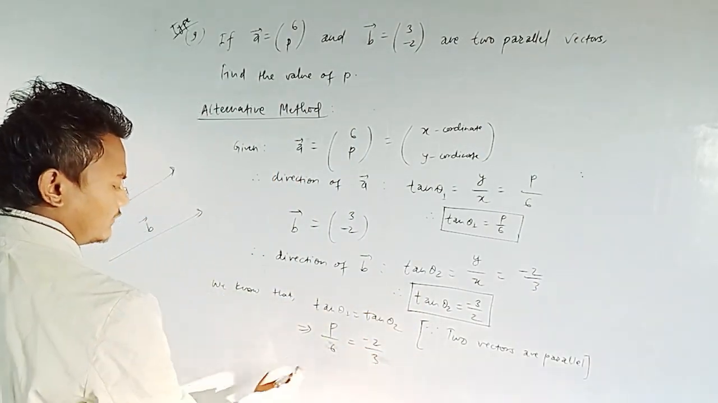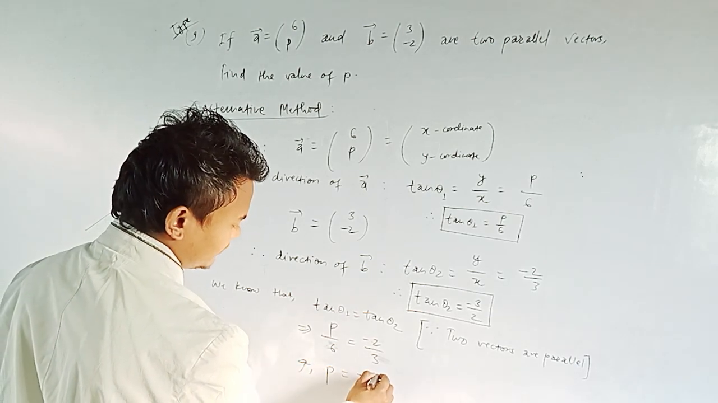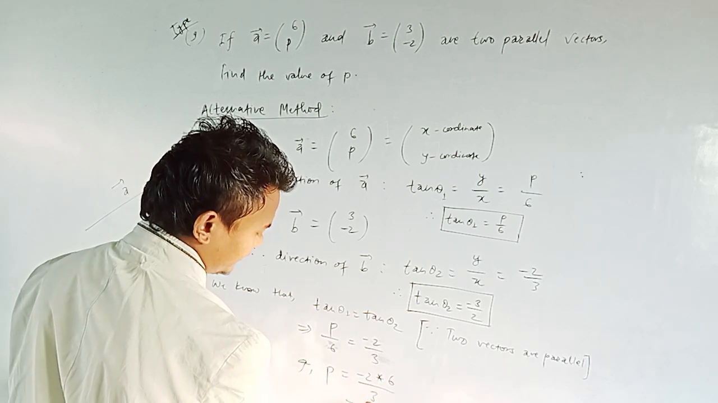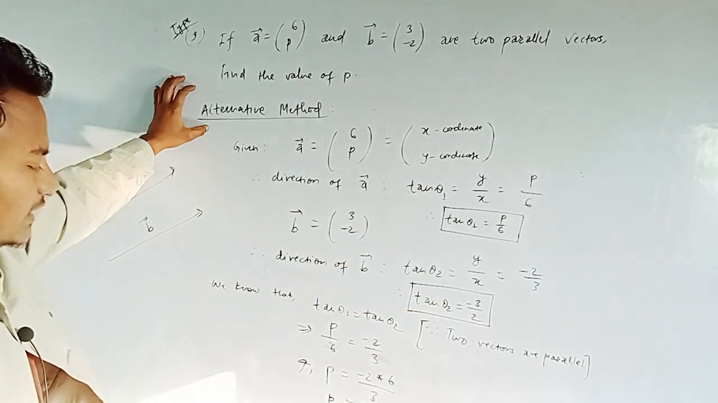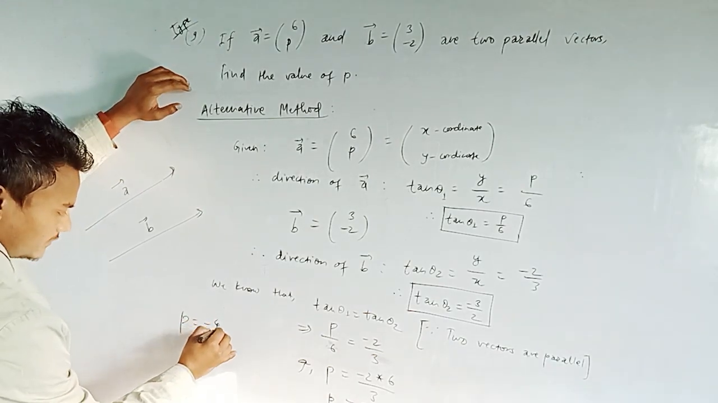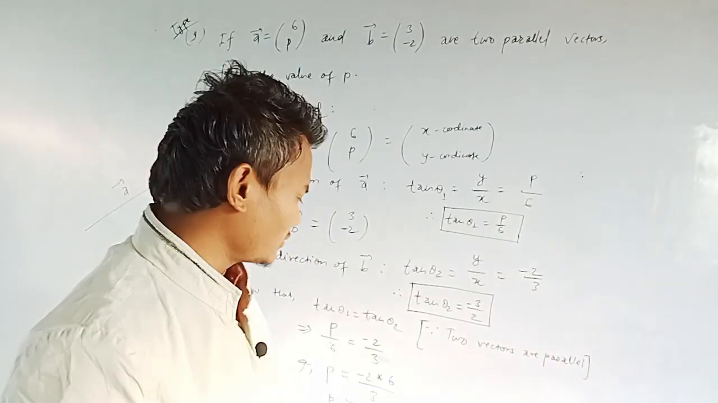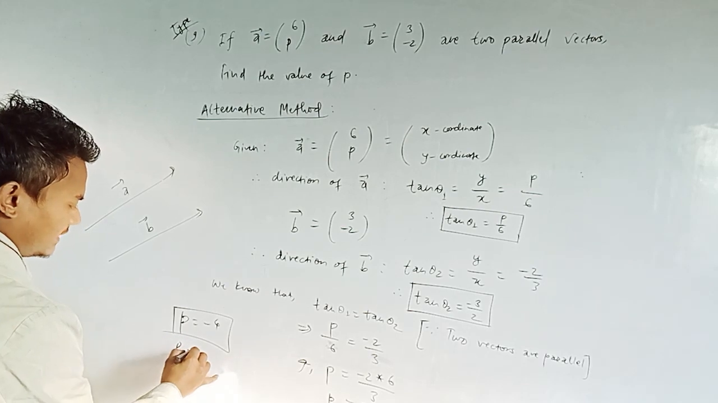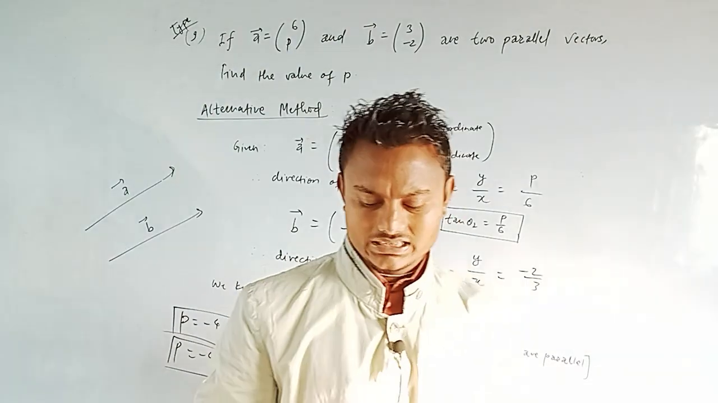In this way, if we solve this equation, then we will get the value of p equals minus 2 into 6 by 3. So its value becomes minus 12 by 3, equals minus 4. So in the alternative way, we also get the value of p equals minus 4. But in the previous one, that is in the normal way, we also calculated the value of p, and in that one also we get p equals minus 4. It means in both cases, we get the same value.